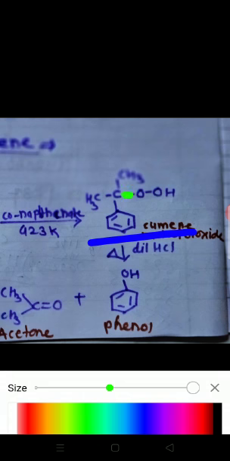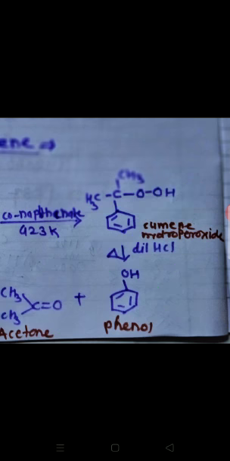Here, this is a peroxide. This is a hydroperoxide. Cumene hydroperoxide is obtained, and after heating with dilute HCl, it forms phenol along with acetone. Acetone and phenol both are valuable products. Hence, this is a very important process for the preparation of phenol.